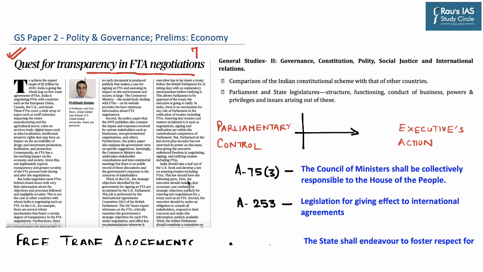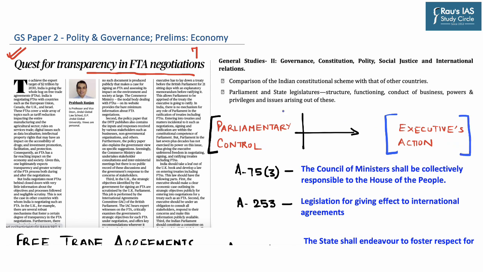So this article basically suggests that the transparency which other governments, particularly the United Kingdom, follow in ratifying their free trade agreements, similar transparency is not being followed in India. And the entire process of ratifying or agreeing to a free trade agreement is rather done by the executive without any parliamentary control. So overall, the author in this article has suggested more parliamentary control so that various facets of the free trade agreement can be discussed on the floor of the House in Parliament, and the free trade agreement should not only be left to the decision or action of the executive.